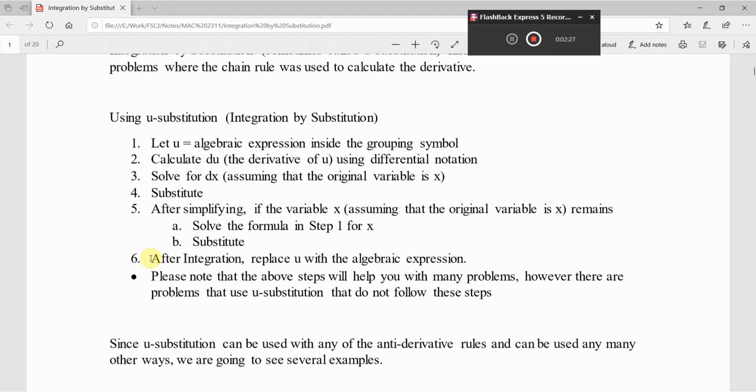Then we're going to do our integration. After integration, we replace u with the algebraic expression that u was. Now please note that the above steps will help you with many problems. However, there are problems that use u substitution that do not follow these steps. Since u substitution can be used with any of the antiderivative rules and can be used many other ways, we are going to see several examples.